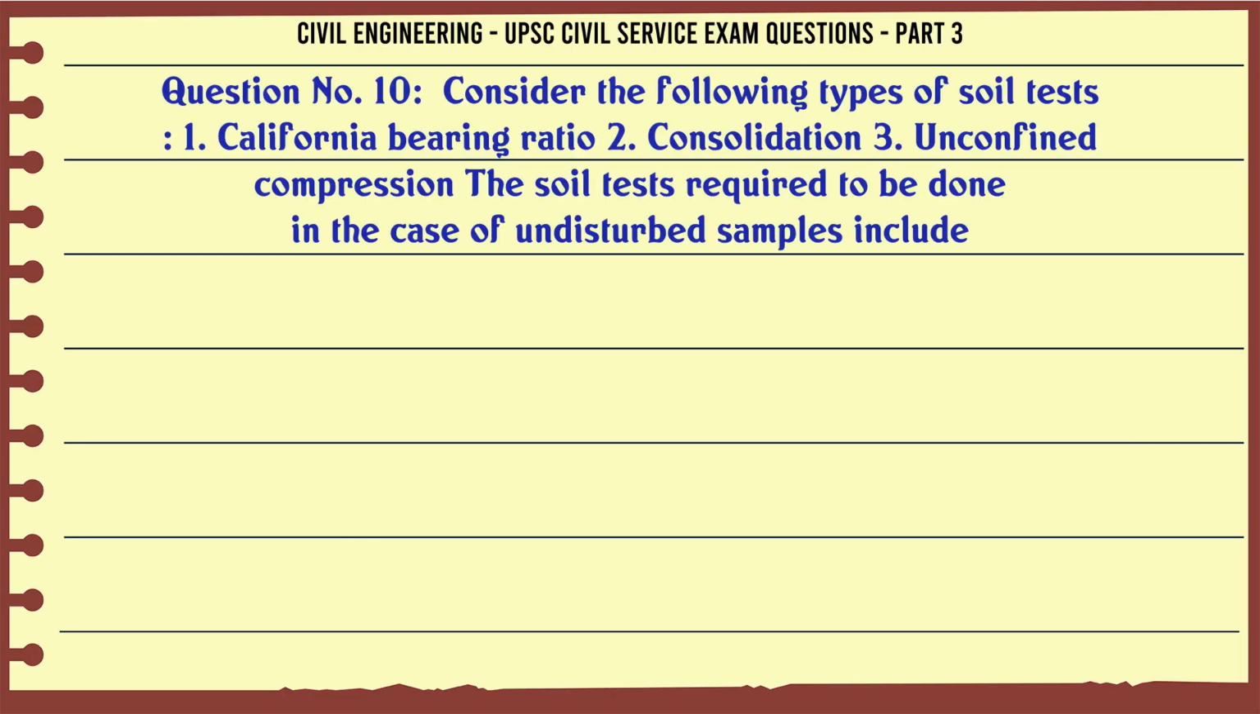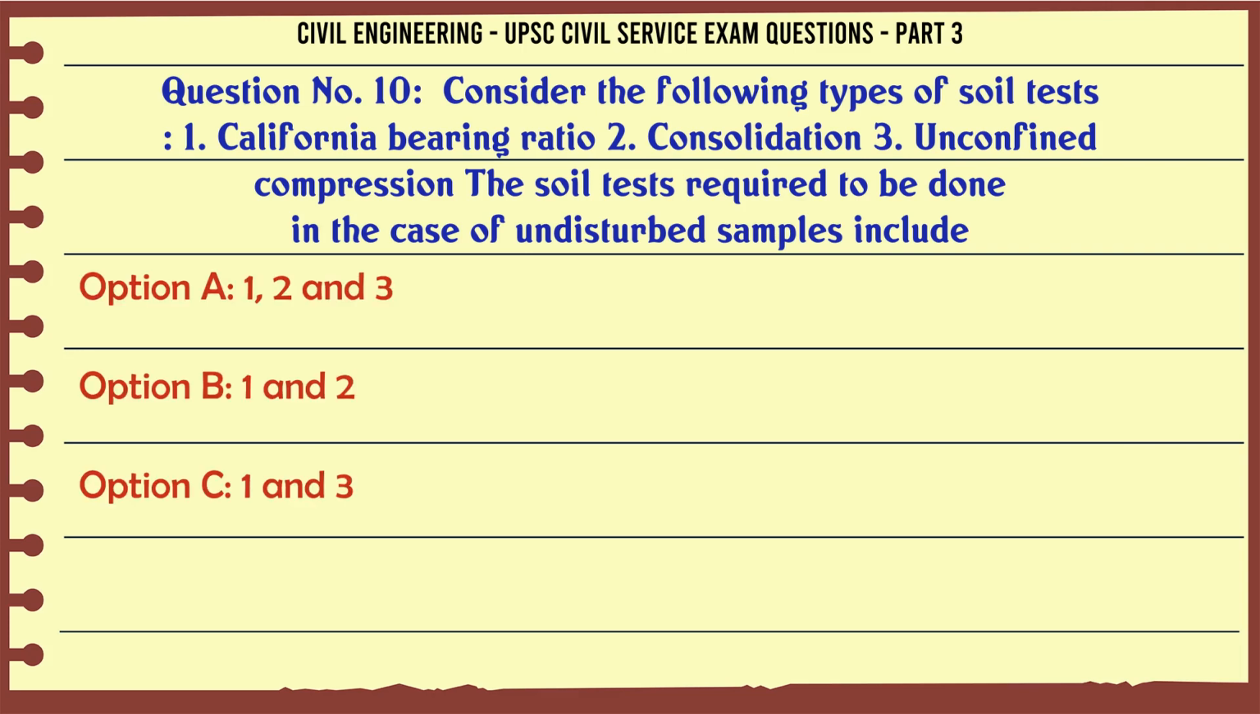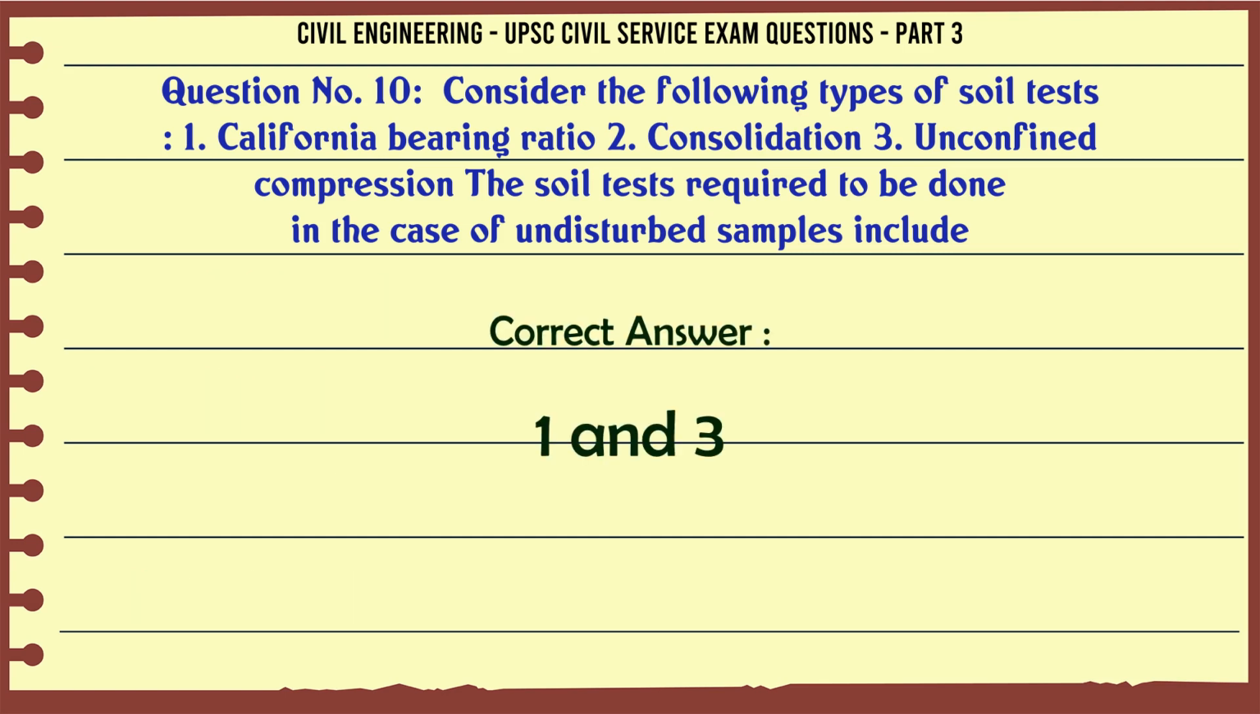Consider the following types of soil tests. 1. California bearing ratio 2. Consolidation 3. Unconfined compression. The soil tests required to be done in the case of undisturbed samples include A. 1, 2 and 3, B. 1 and 2, C. 1 and 3, D. 2 and 3. The correct answer is 1 and 3.